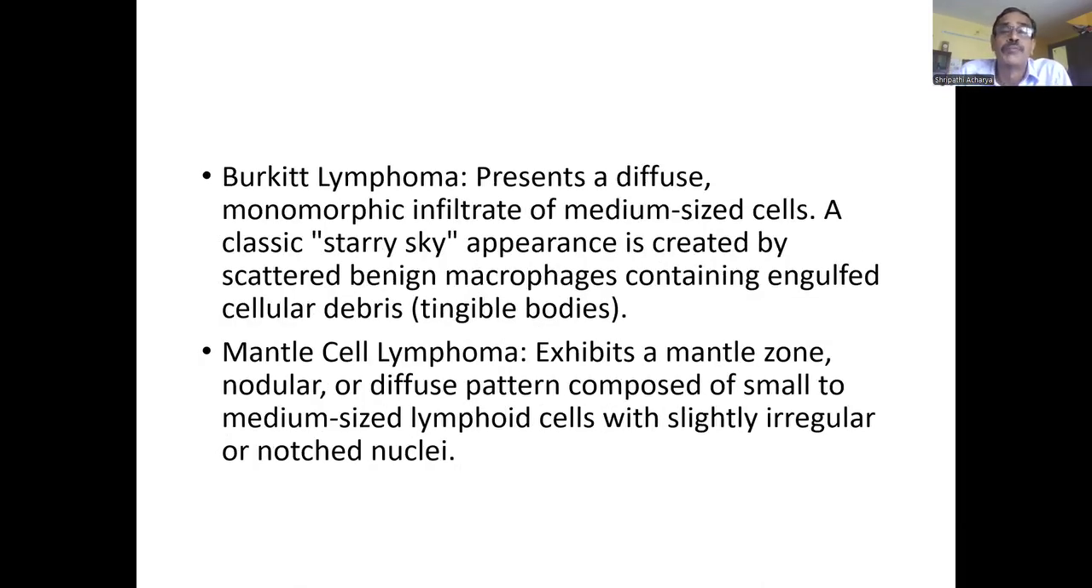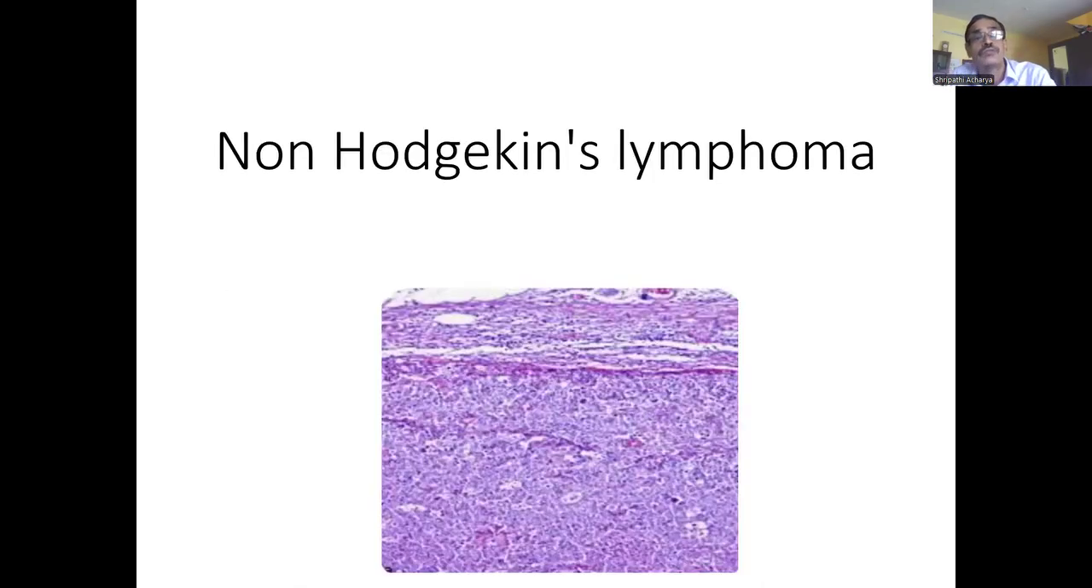Burkitt lymphoma presents a diffuse monomorphic infiltrate of medium-sized cells. A classic starry sky appearance is created by scattered benign macrophages containing engulfed cellular debris, tingible bodies. Mantle cell lymphoma exhibits a mantle zone, nodular or diffuse pattern composed of small to medium-sized lymphoid cells with slightly irregular or notched nuclei. That was non-Hodgkin's lymphoma.